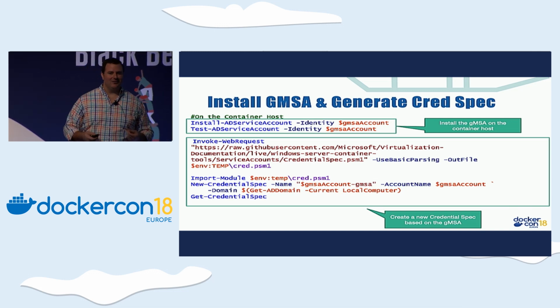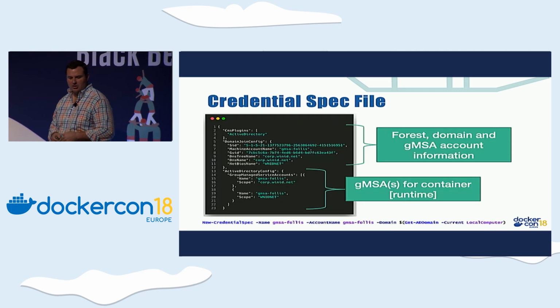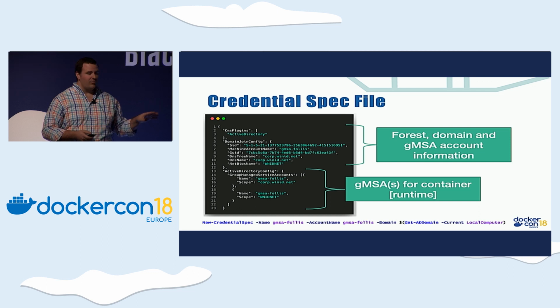I don't really like digging around in JSON. This handles all of that for us automatically, quite convenient. So what's inside of this credential spec file? I mentioned it's some JSON. So I've got a picture to represent what's inside of there.